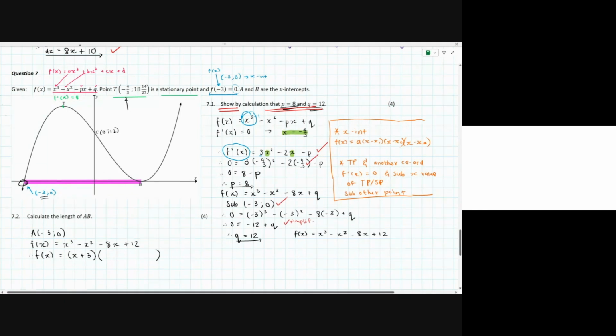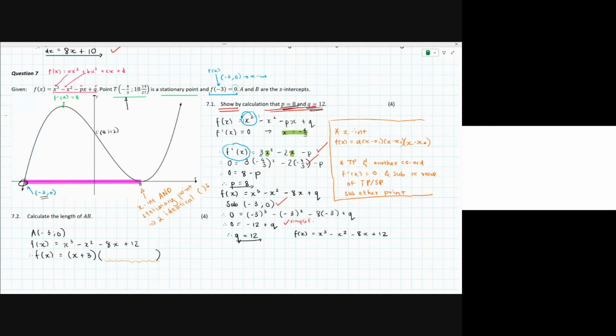Now, a quick little side note. Please remember that when we have a situation where we have both an x-intercept and a turning point or a stationary point, so point B is an x-intercept and a stationary point, this means that when we factorize, we get two identical brackets. So it almost gives away that these two brackets that we factorize here should be identical.